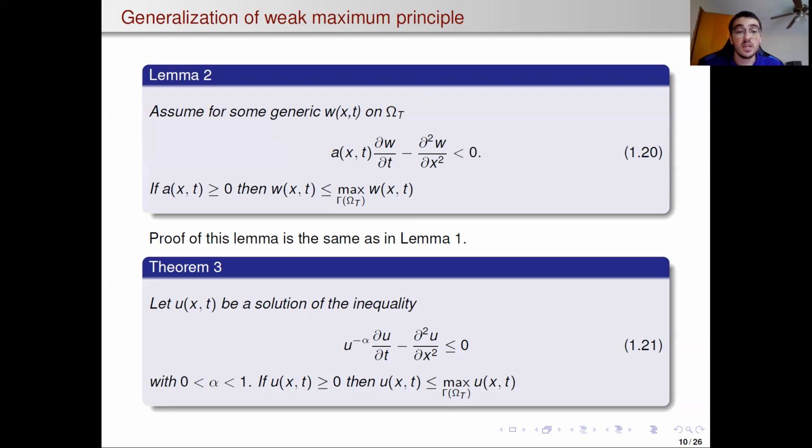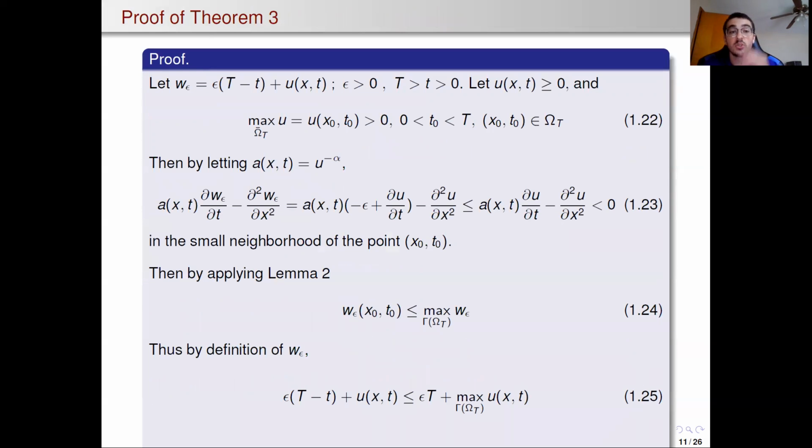So if we let u(x,t) be our solution of the inequality 1.21 with 0 < alpha < 1, and if u(x,t) is greater than or equal to 0, then u(x,t) is less than or equal to the maximum of u(x,t) over the parabolic boundary. We prove this by first introducing the equation W_epsilon equal to epsilon times the quantity big T minus t, plus u(x,t), where big T is a constant and the other constants are defined as in 1.22.